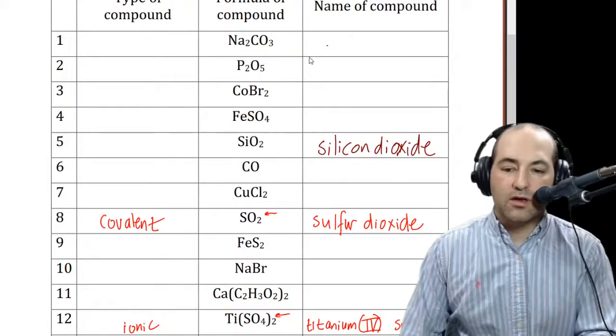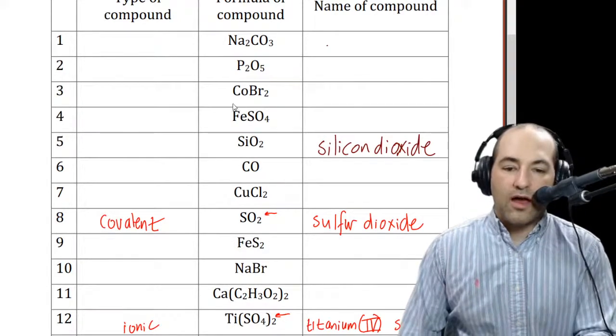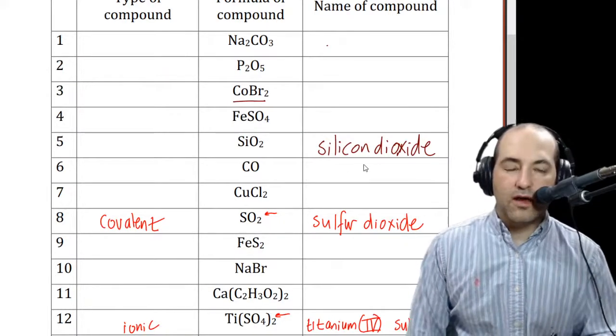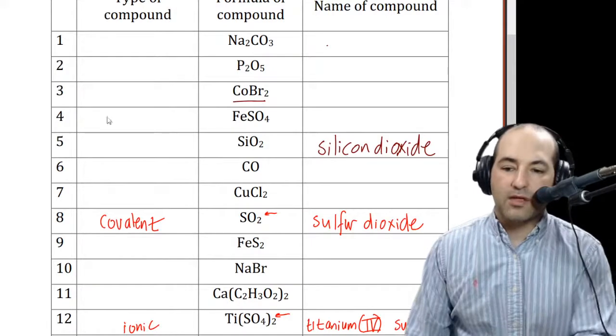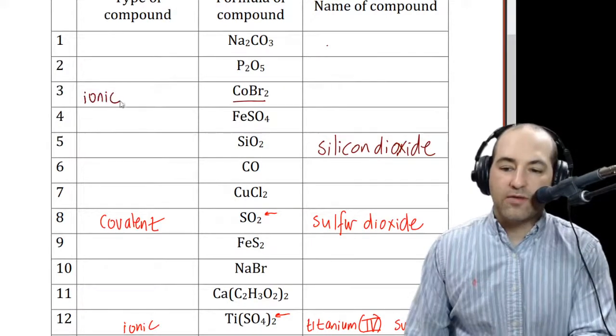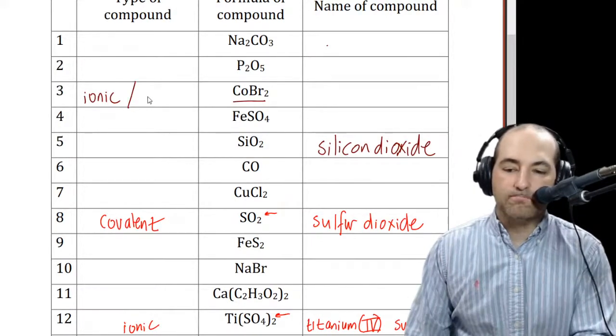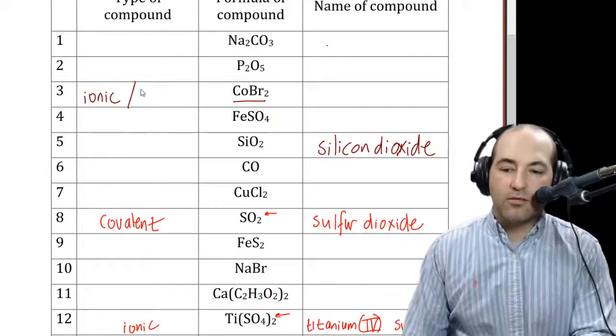Okay, let me take a look at, I'm just going to jump around to a few different ones here. I want to look at CoBr2. So first we categorize that, ionic or covalent. It's a metal and a non-metal, so that makes it ionic. And then the other type of classification we want is that it has a variable charge.